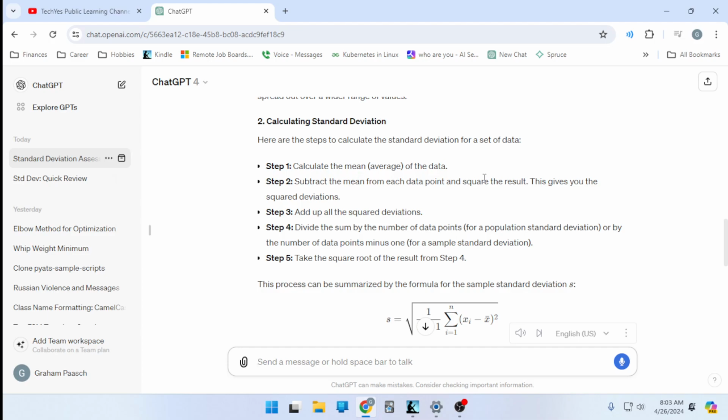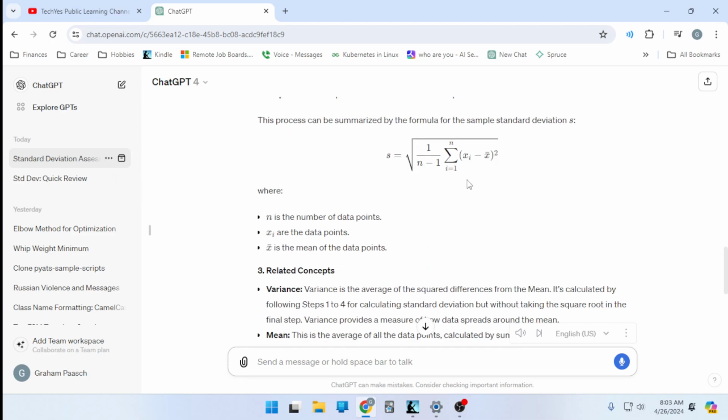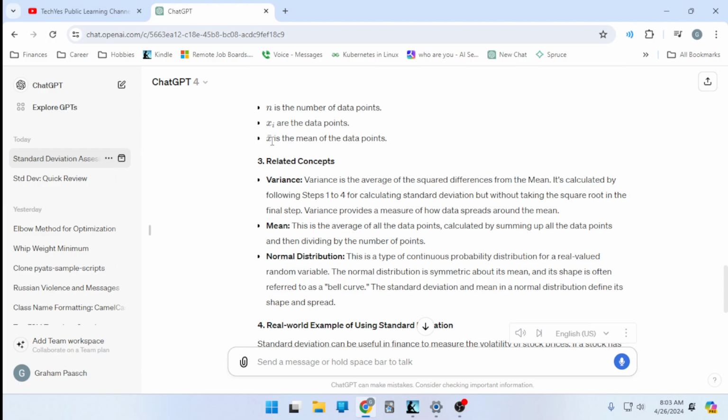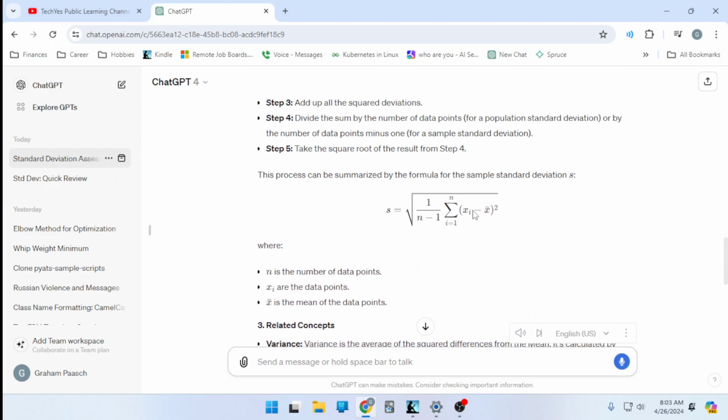Take the square root of the result from step 4. This process can be summarized by the formula for the sample standard deviation S. S equals the square root of 1 over n minus 1 times the sum from i equals 1 to n of x sub i minus x bar, squared, where n is the number of data points, x sub i are the data points, and x bar is the mean of the data points.